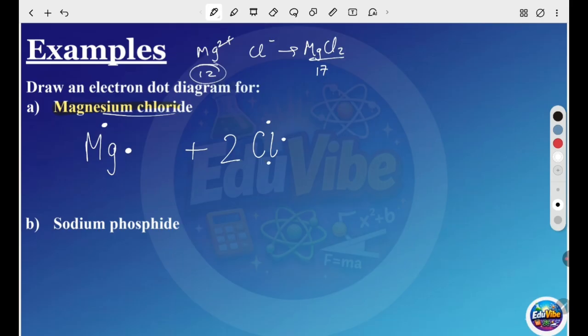So 1, 2, 3, and 4. Again, 5, 6, 7. So we complete with 7 now. Here we are left with 2, here we have 7, and we made that.